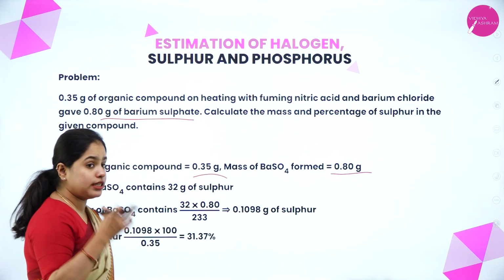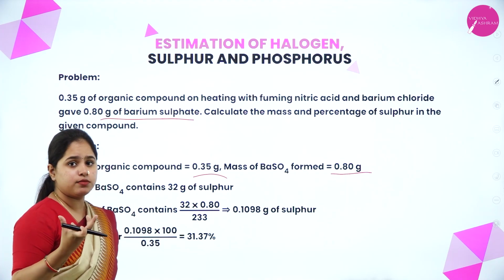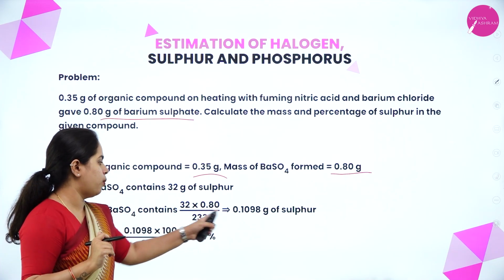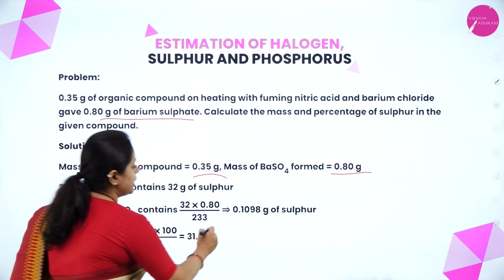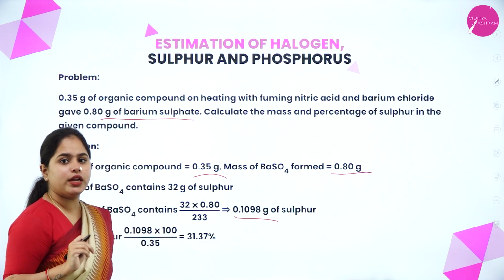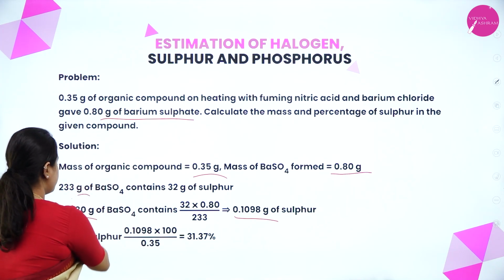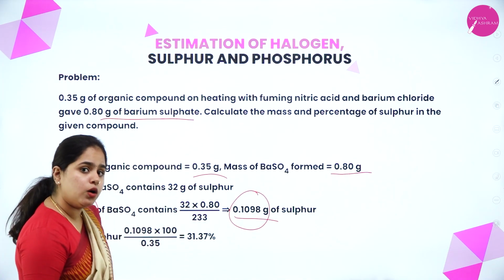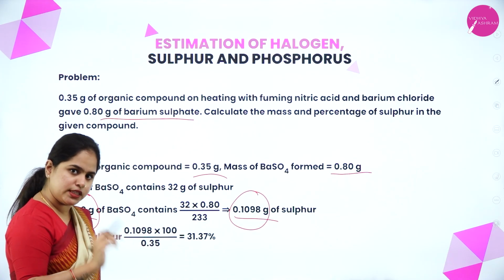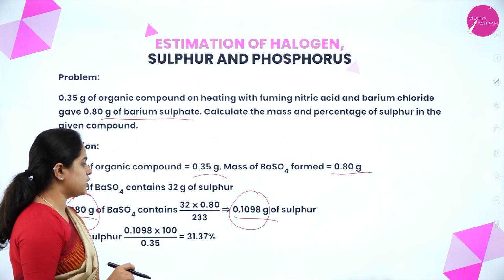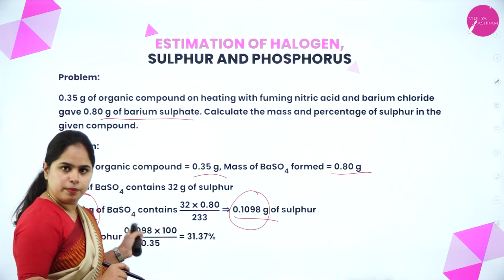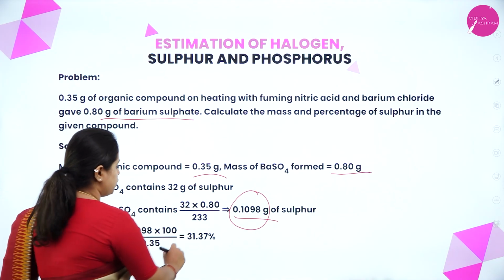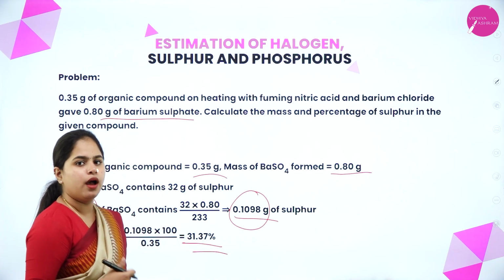So how much sulfur is there in 0.80 gram of barium sulfate? That is what we have to calculate. 32 into 0.80 divided by 233 gives 0.1098 gram of sulfur. Then how do you calculate the percentage of sulfur? With the same equation, that is 0.1098, the mass of sulfur, into 100 divided by 0.35, which will give you 31.37 percent.